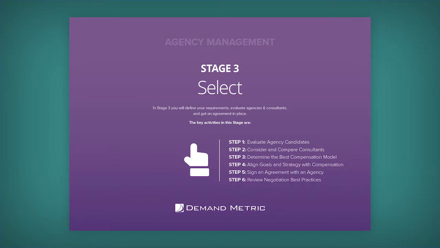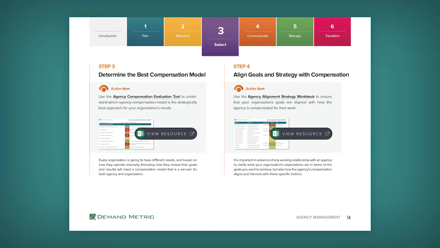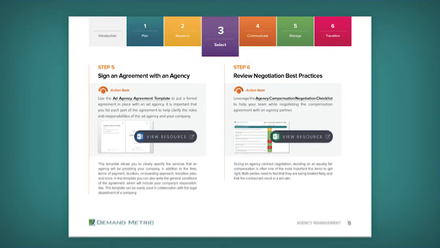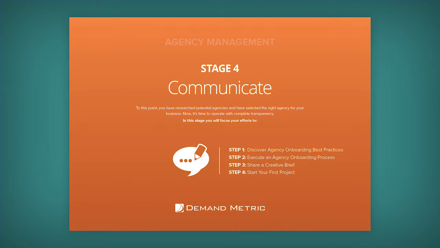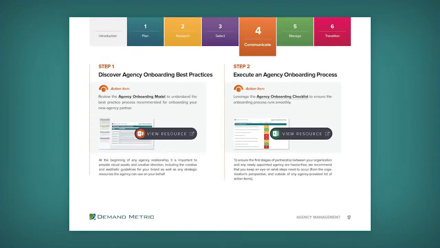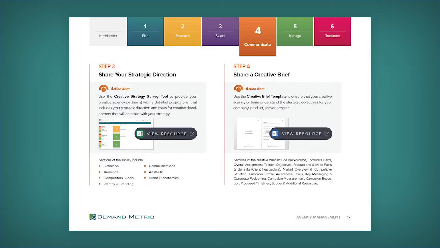And here, the first step is to evaluate agency candidates. Next, you're going to consider and compare consultants. Then you're going to determine the best compensation model, align goals and strategy with compensation, sign an agreement with an agency, and review negotiation best practices to make that deal the best it can be. In stage 4, you're going to communicate, and you're going to start by discovering agency onboarding best practices, executing an agency onboarding process, sharing your strategic direction, and creative brief.